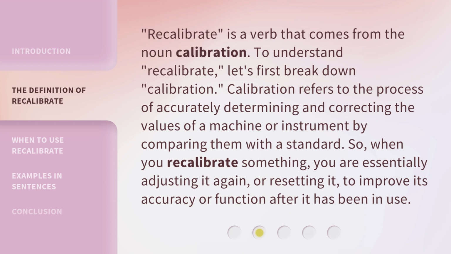Recalibrate is a verb that comes from the noun calibration. To understand recalibrate, let's first break down calibration. Calibration refers to the process of accurately determining and correcting the values of a machine or instrument by comparing them with a standard. So, when you recalibrate something, you are essentially adjusting it again, or resetting it, to improve its accuracy or function after it has been in use.